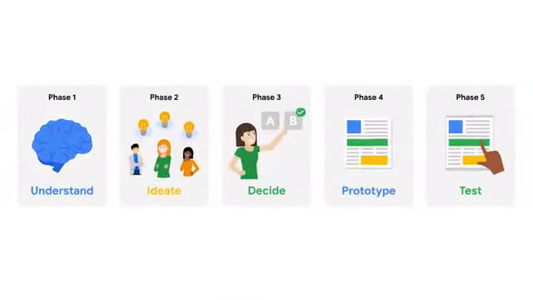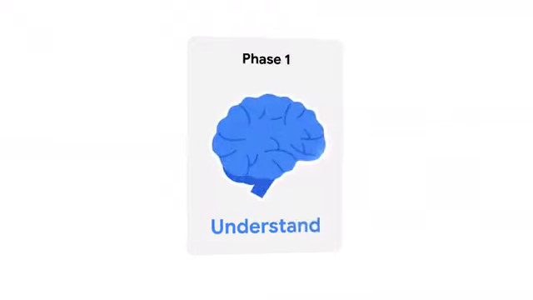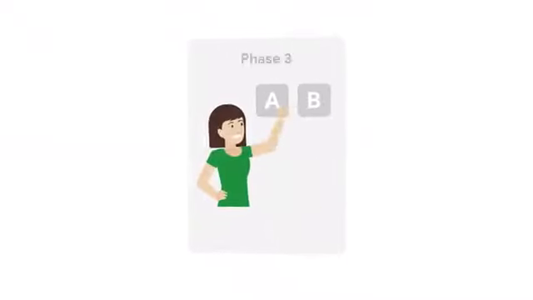Hi again. Let's think back to those 5 design sprint phases we introduced earlier. Understand, ideate, decide, prototype, and test. Now, we're going to go beyond introductions and really get to know each phase. A traditional design sprint lasts 5 days, with each phase taking up to 1 full day.